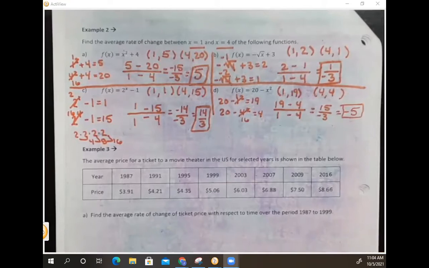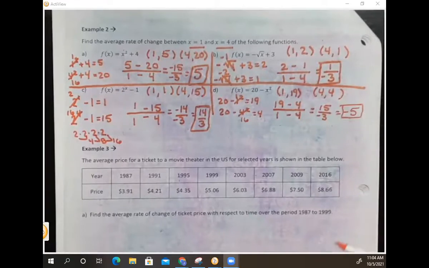Okay. For the last problems that we're going to look at for today, we're using a table, and we did some problems using a table last time. So we're going to look at the years that we're talking about, pull that information from our table, and use that when we find slope.